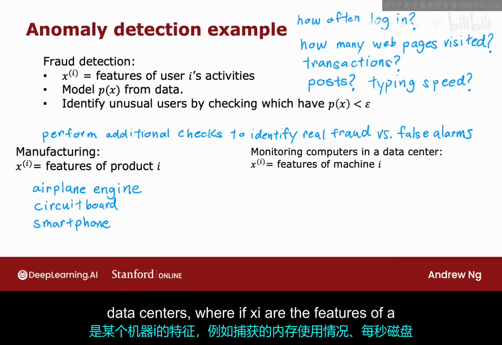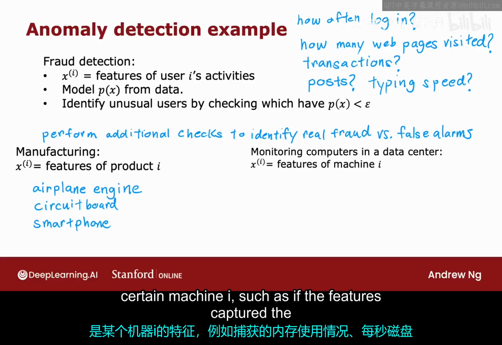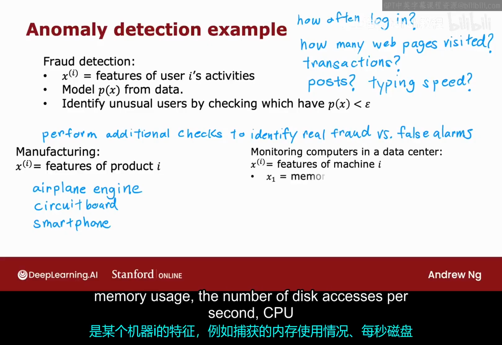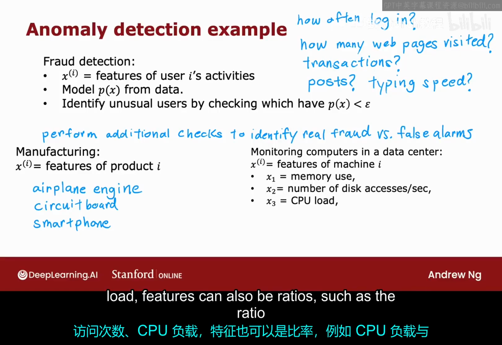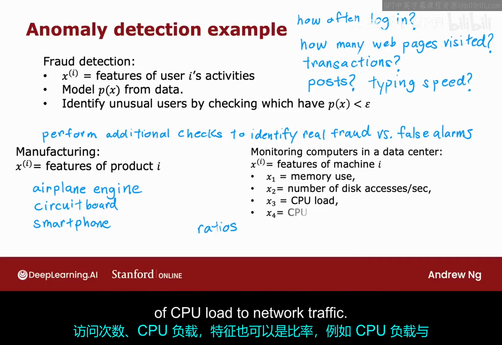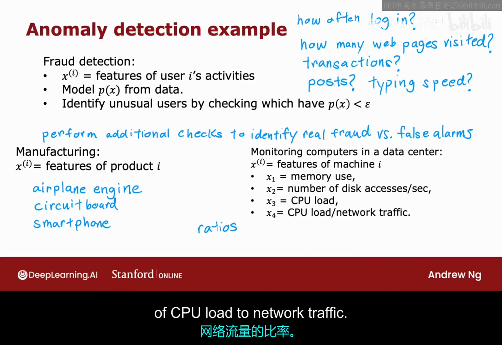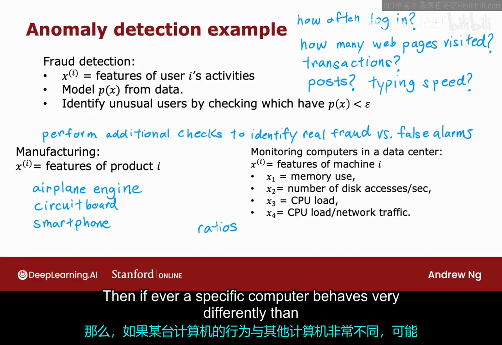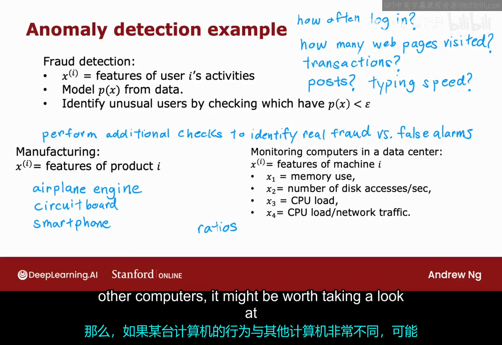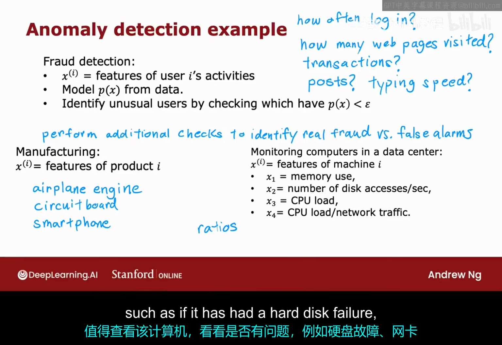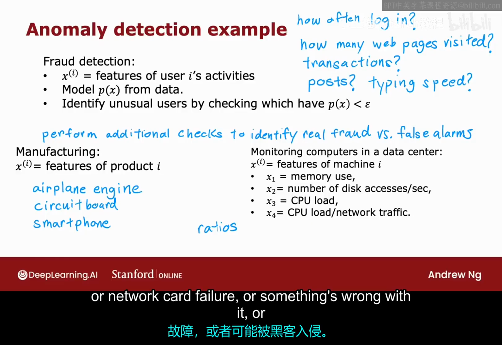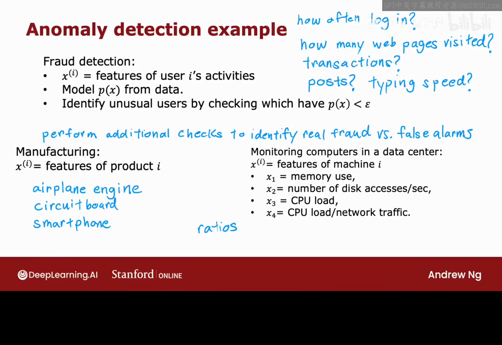It is also used to monitor computers in clusters and in data centers, where if Xi are the features of a certain machine i, such as if the features captured the memory usage, the number of disk accesses per second, CPU load. Features can also be ratios, such as the ratio of CPU load to network traffic. Then if ever a specific computer behaves very differently than other computers, it might be worth taking a look at that computer to see if something is wrong with it, such as if it has had a hard disk failure or network card failure or something's wrong with it, or if maybe it has been hacked into.